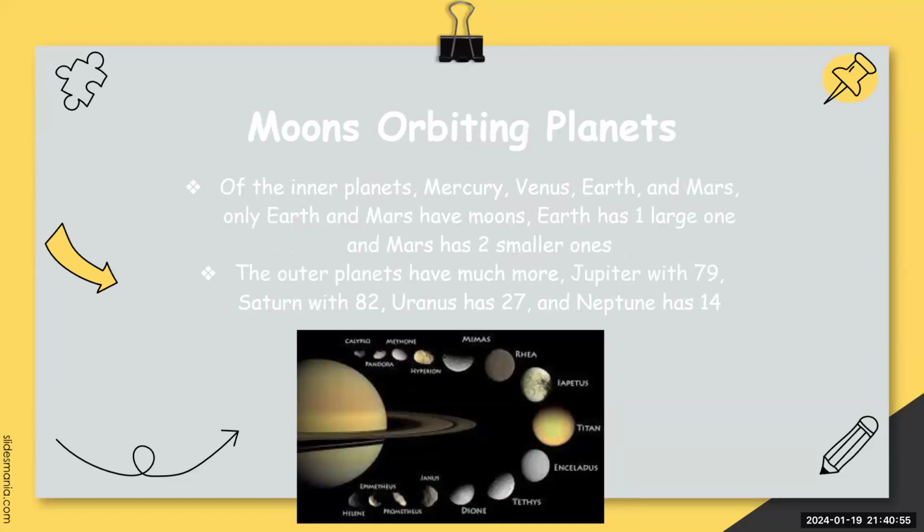Of the inner planets, which are Mercury, Venus, Earth, and Mars, only Earth and Mars have moons. Earth has the one large one, and Mars has two smaller ones. And then the outer planets have many more, and they're much larger: Jupiter with 79, Saturn with 82, Uranus with 27, and Neptune with 14.